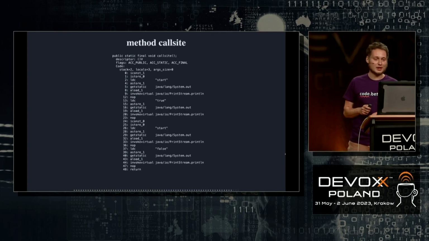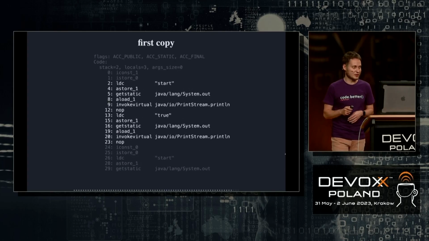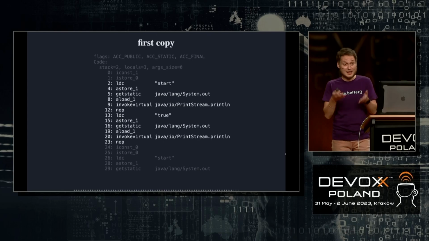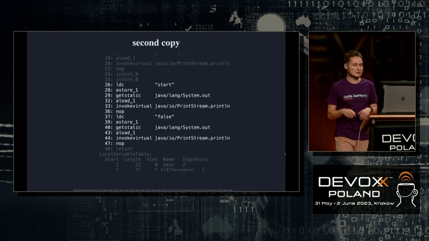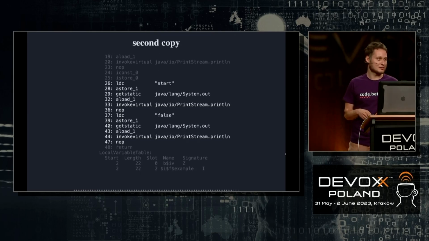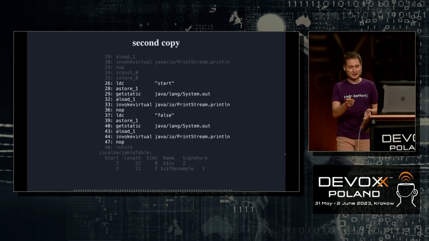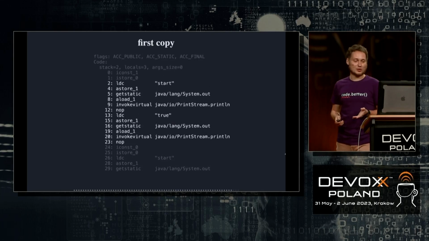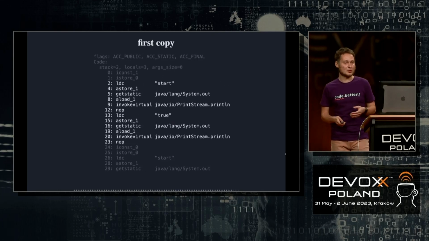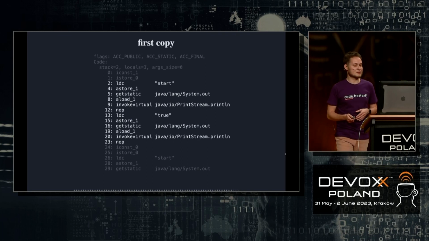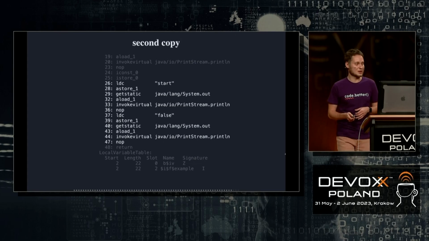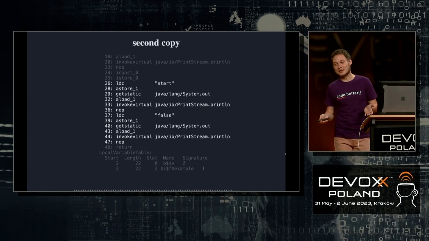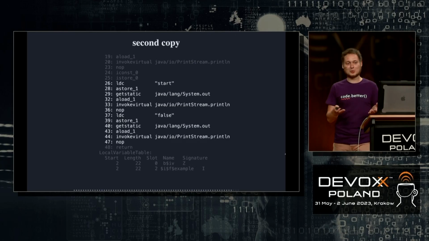Well, here is a call site. Here is a first copy of the inline function. Inline functions are literally copied to the call site. Here is a second copy. All good, except the first copy contains a constant string true, but not false. The second copy contains string false, but not true. So there is an optimizer, which can strip some code out while copying.